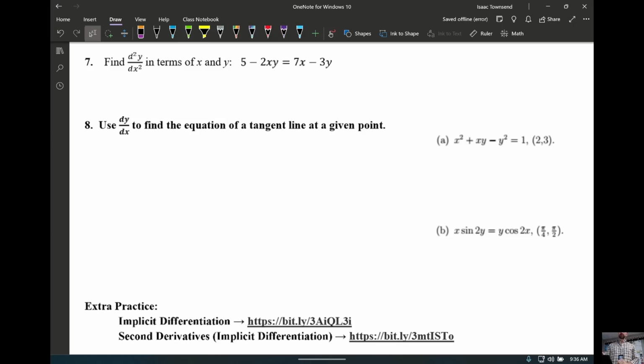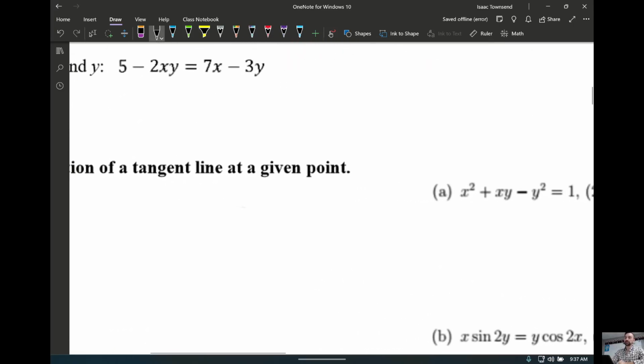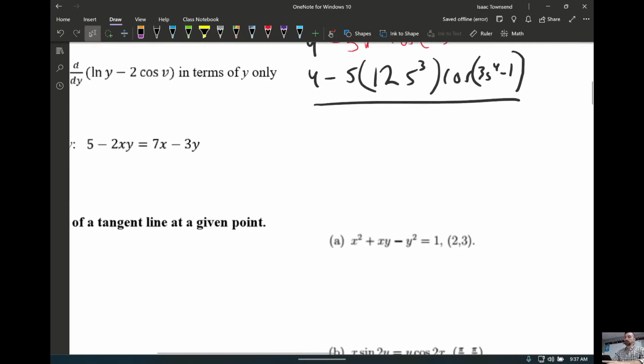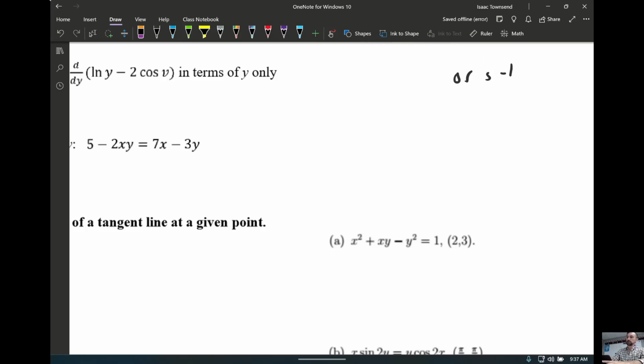Okay, 7's asking for second derivative, so I know that's going to be a little bit more work. I'm going to have to find the first derivative, and then turn around and take the derivative again. So to start off, this is implicit, because it's got all the x's and y's mixed together. I've got to start somewhere.